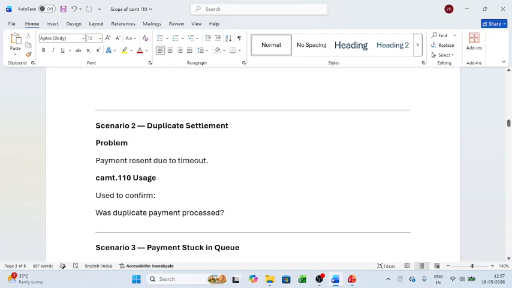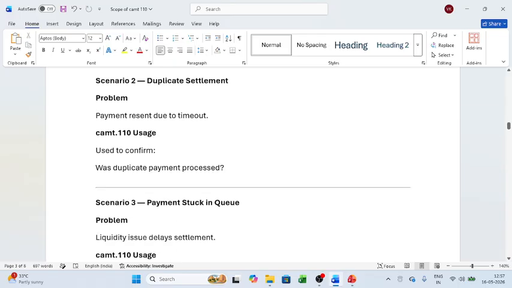And duplicate statement, in case some timeout happens in your payment. Either it's debited but not credited, or some internal problem in your payment flow, or sometimes the entry happens in duplicate in the settlement system. Anything like that is a technical problem. At that time they use the camt.110 to ask what the problem is with the particular transaction, why the duplication happened. These kinds of questions they can get answered via the camt.110.